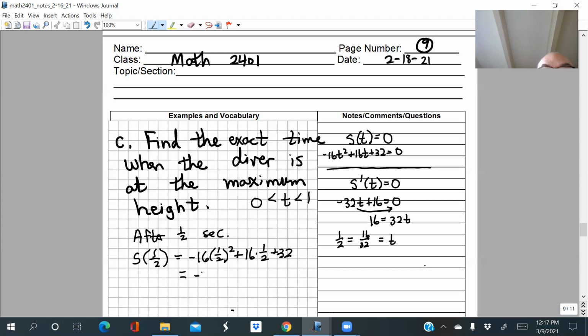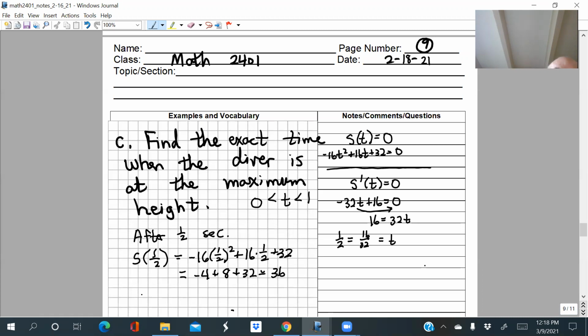So minus 16 times 1/4 is minus 4. And then plus 1/2 times 16 is 8. And then plus 32. So you see that works out to be 36, just a little bit more than 32, right? Because the diver didn't go up very long before he reached the maximum height and starts coming back down again. So the maximum height is 36.